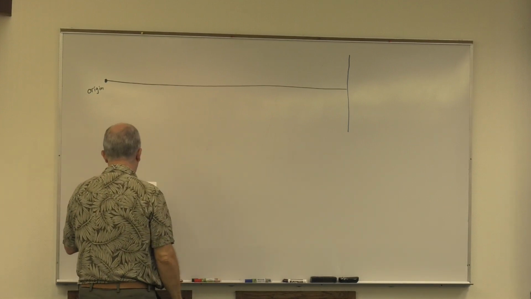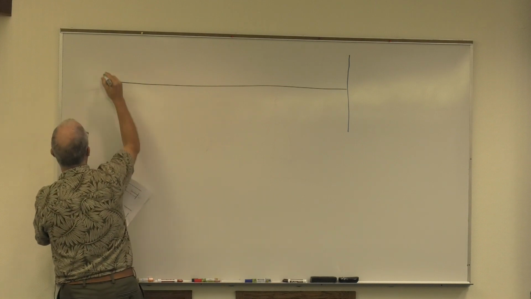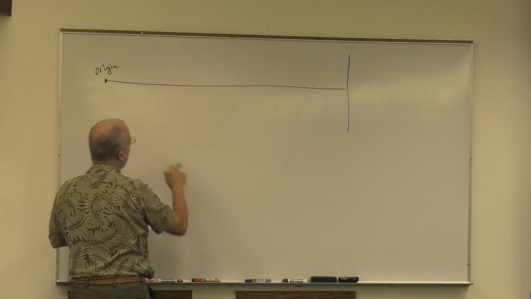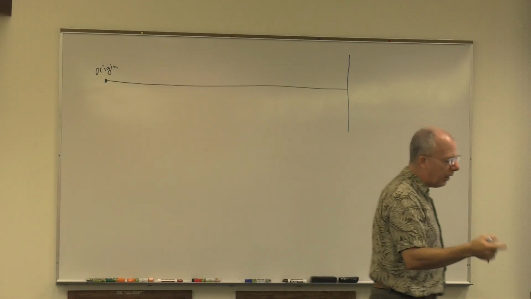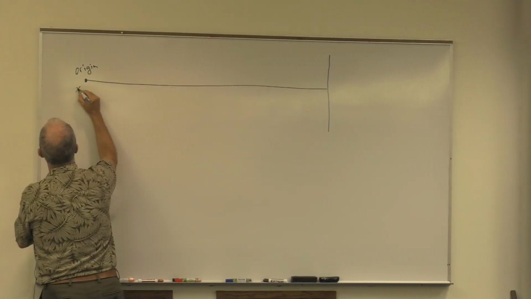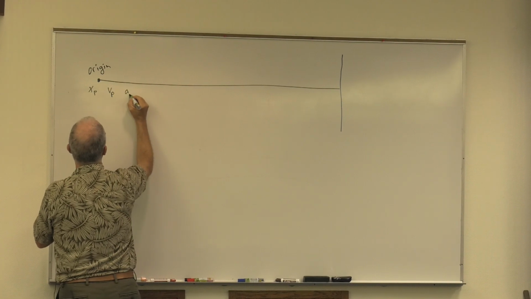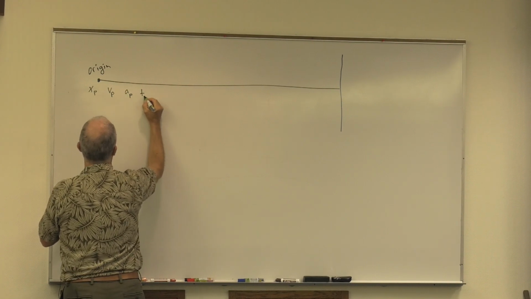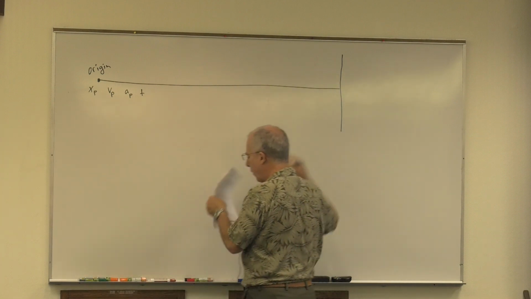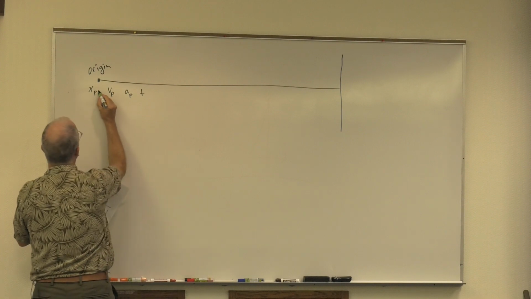So what's at the origin? The puck. Now there's a puck and there's Bruce, so we have to use subscripts. We're going to have x puck, velocity puck, a puck, and then time. This is the initial point, and this is the final point. It's totally up to you how you do this. I'm going to say the initial point is 0.